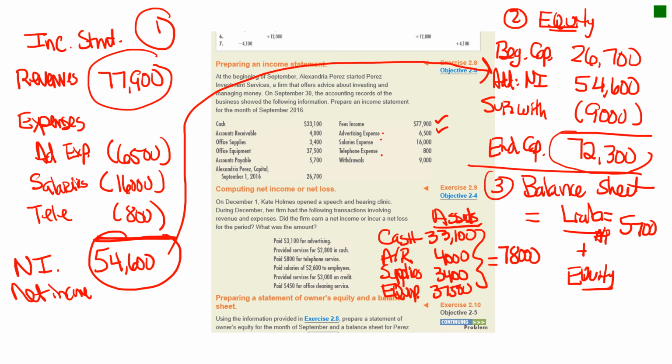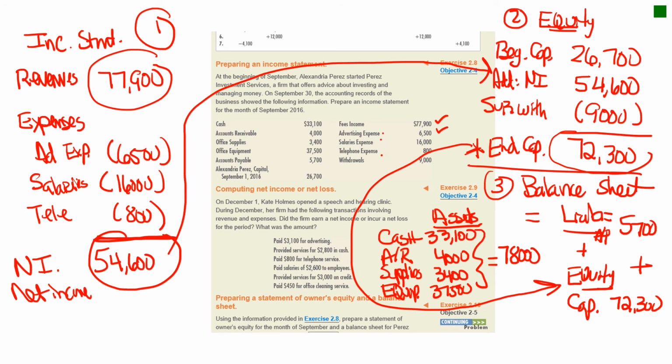Now, to make this equation balance, do you see this ending capital balance that we came up with in the second financial statement? That's going to go right there. So your capital balance, which we came up with, was $72,300. If we were to add that to the $5,700, guess what you get? There's your $78,000. So this would be how your basic setup of your balance sheet looks.